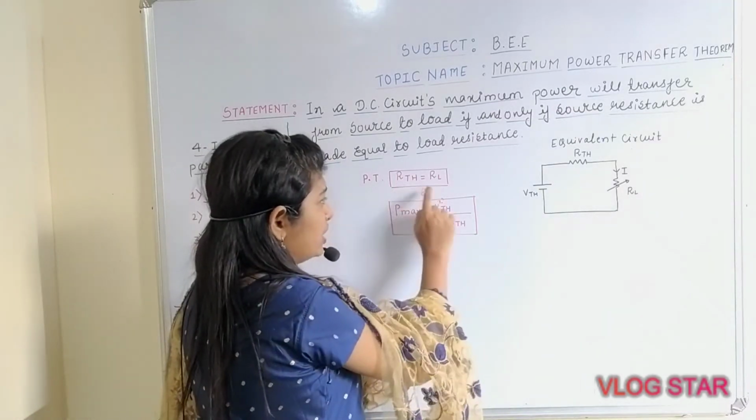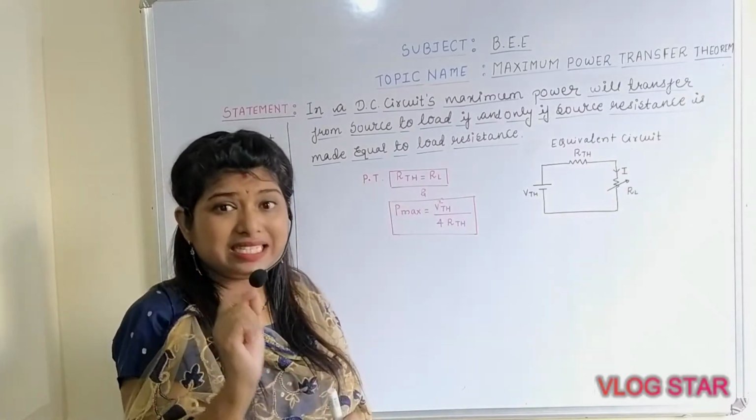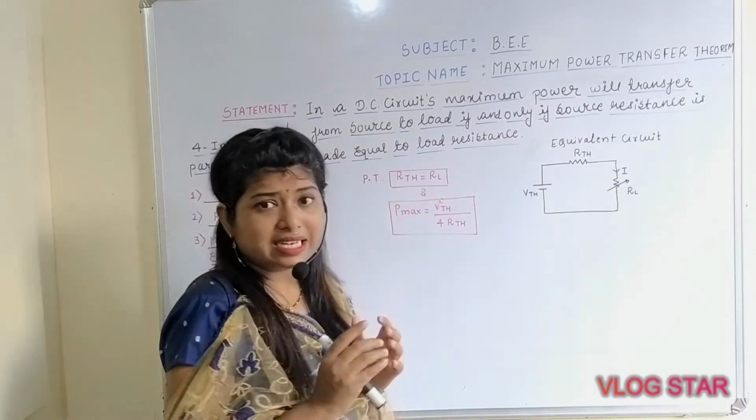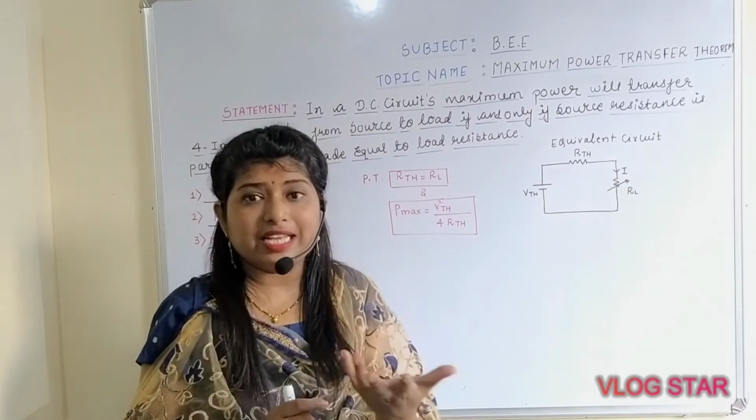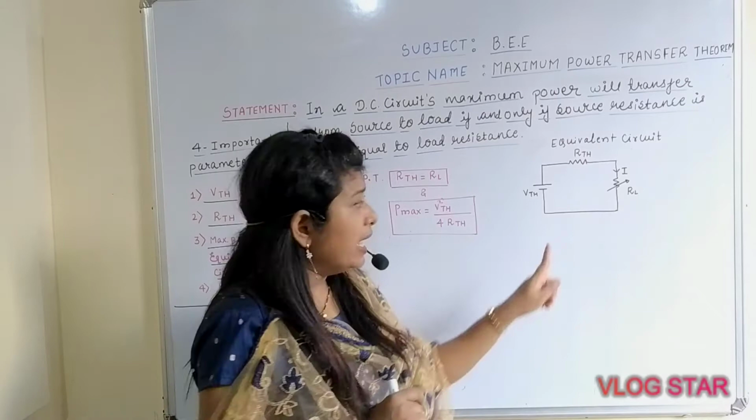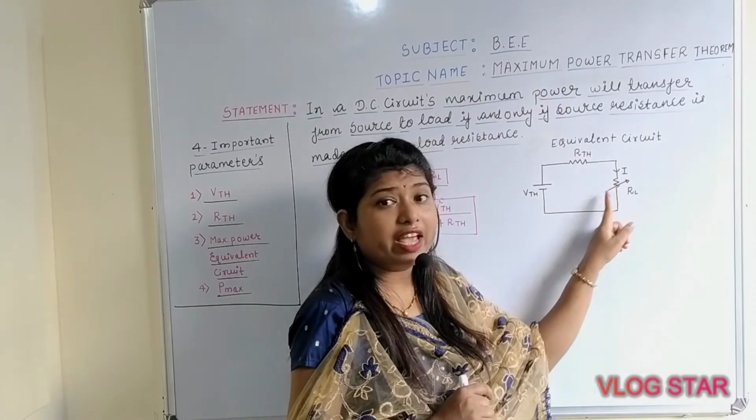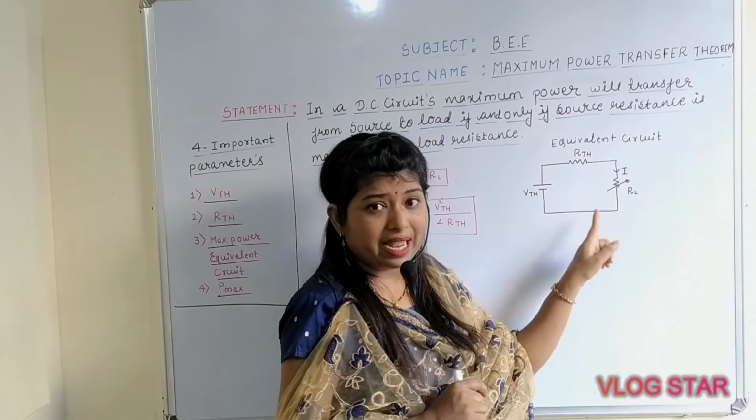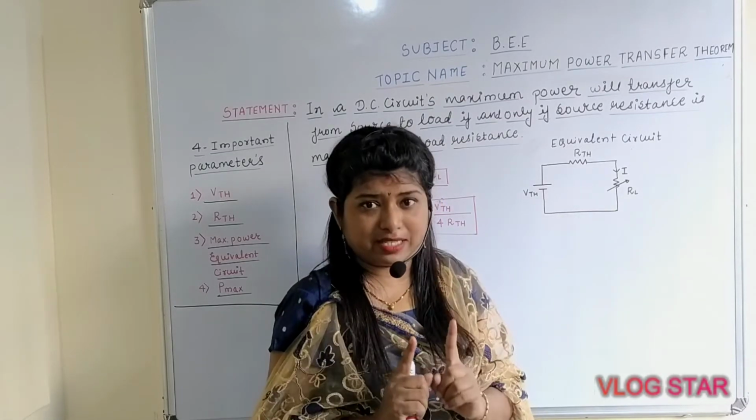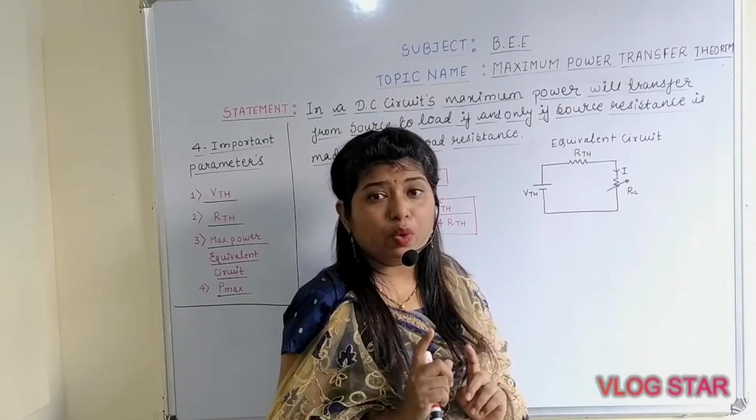So the first condition is RTH is equal to RL, where RTH is the source resistance, the Thevenin's equivalent resistor, which we already studied in previous lectures. And RL stands for load resistance, or we can say branch resistance. Coming to the equivalent circuit for maximum power, this is the equivalent circuit. If you observe carefully, this is the variable load resistor. In Thevenin's theorem, if you remember, the load resistor is fixed. But in maximum power, the load resistor is variable.